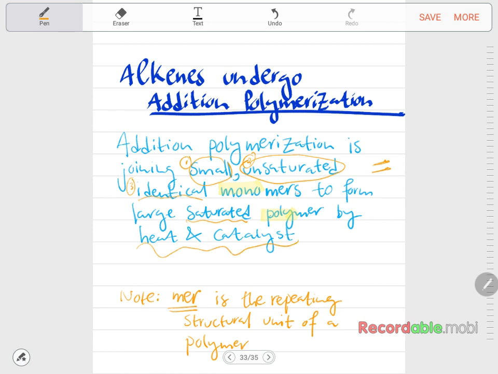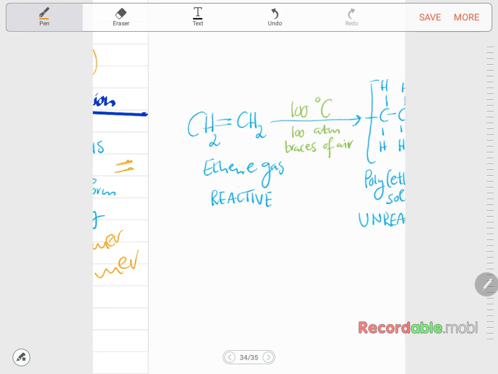So what is a monomer or what is a mer? Monomer or a mer, they're the same, they're synonyms. Mer is the repeating structural unit of a polymer. So when you have a unit, which is known as the mer, when you join many mers together, it forms a polymer. That's why here it's called monomer. It's just one mer. And then a polymer is basically many mers, multiple mers joined together. They're small, unsaturated, identical, and they turn into a large saturated polymer, like one big unit.